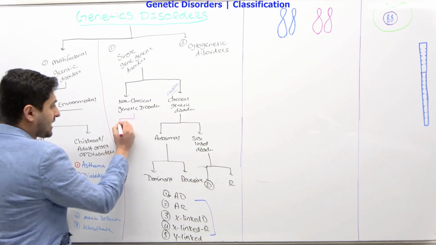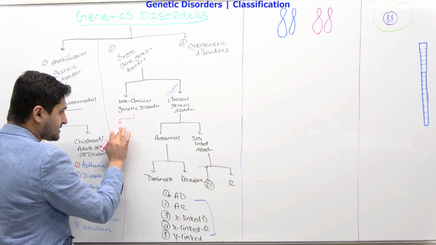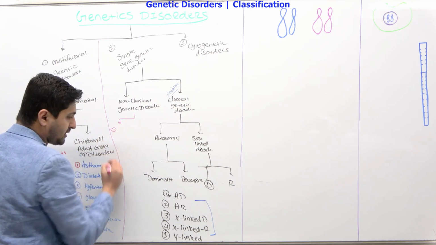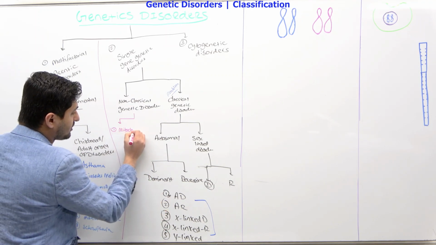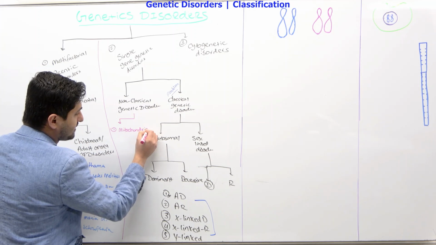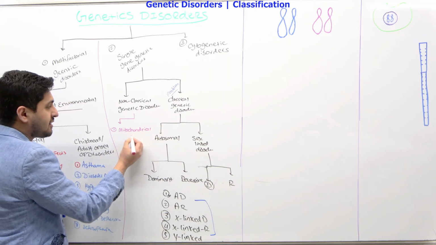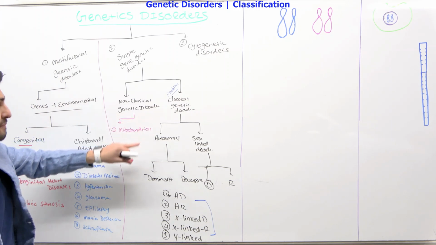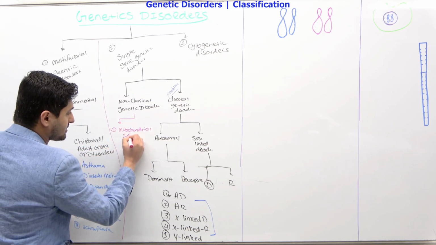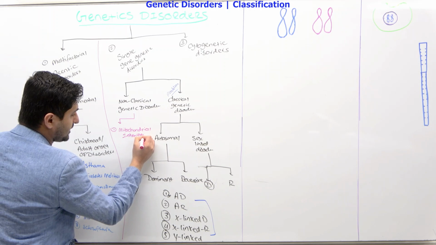Now, when it comes to non-classical genetic disorders, one is very important. Remember, we're missing mitochondrial here. So this comes here: mitochondrial mutations, mitochondrial genetic disorders, or mitochondrial inheritance. This comes right here.